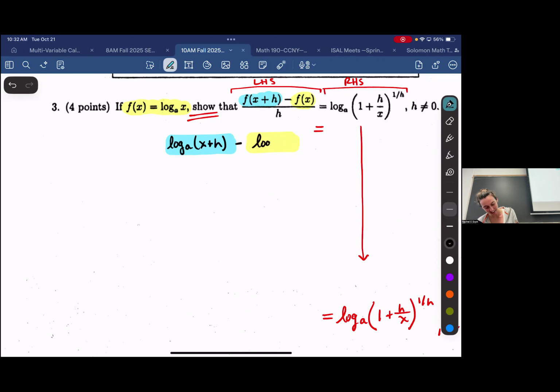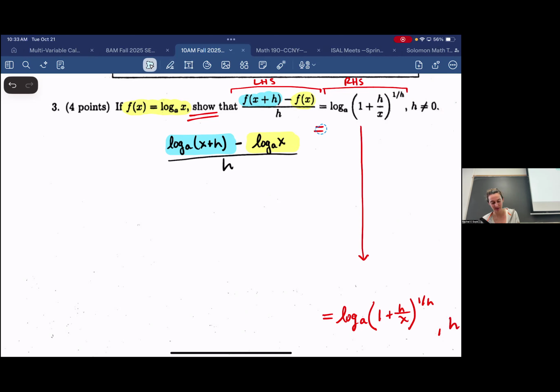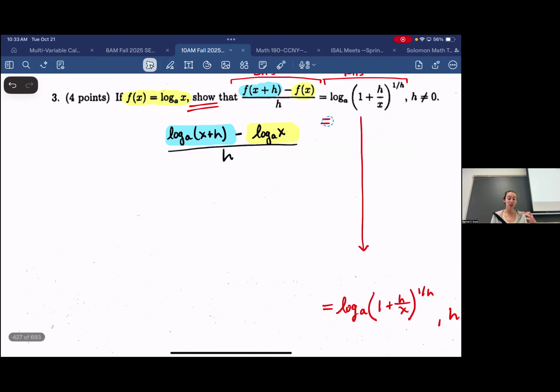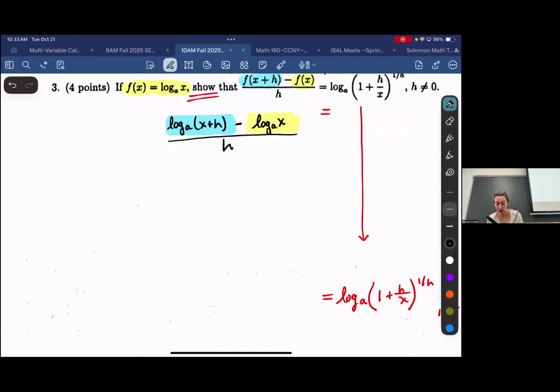Log of a x. Good. All over h. Okay. So now let's utilize our properties of logarithms, and subtraction is paired with, exactly. So that blue and yellow can be transformed into log base a of, in parentheses, x plus h all over, yeah, x. Good. And this is all going to be divided by h.